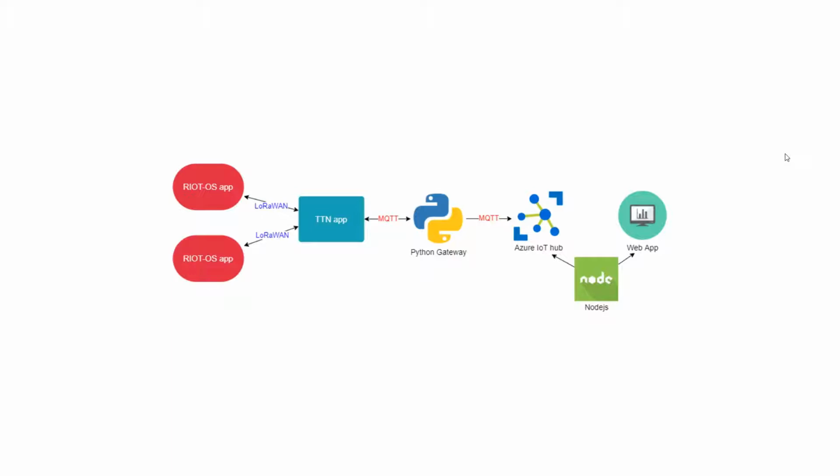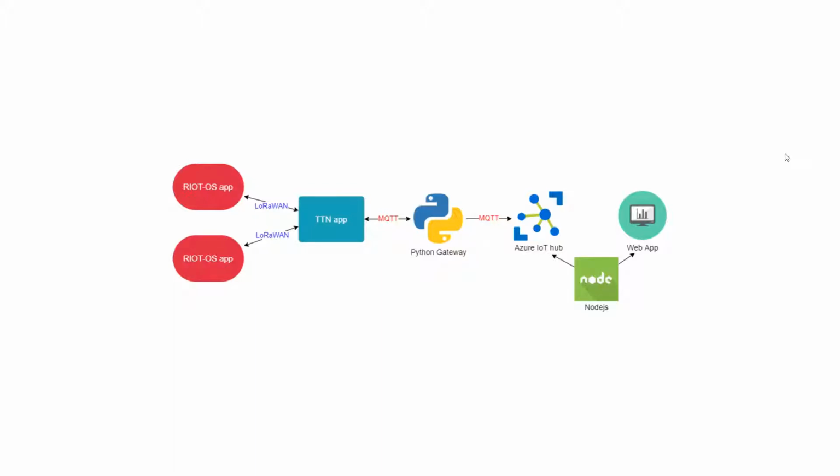Hi everyone, I'm Domiziana Catalano and I'm going to show you how to use CleverWeather with the LoRa protocol. There are two RIOT-OS applications that create random values and send them through a TTN application using the LoRaWAN protocol.